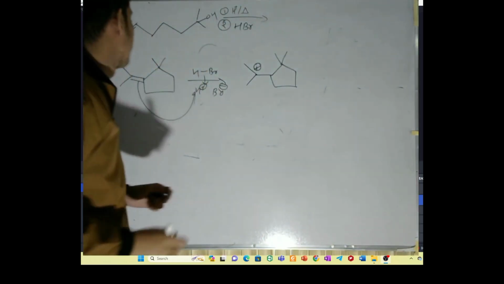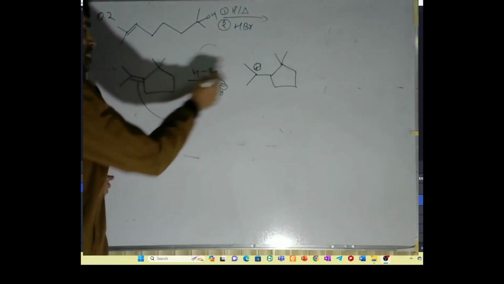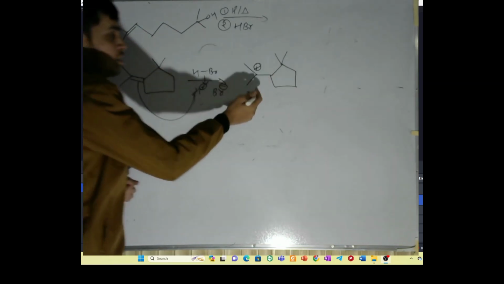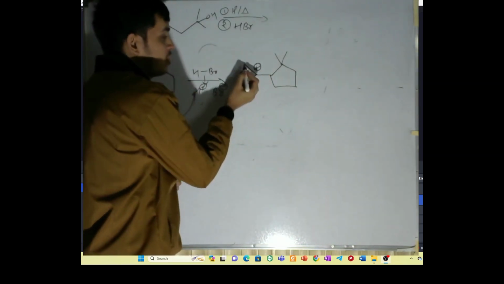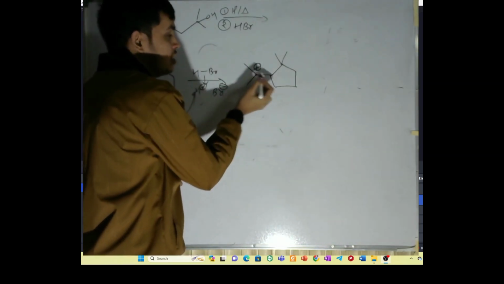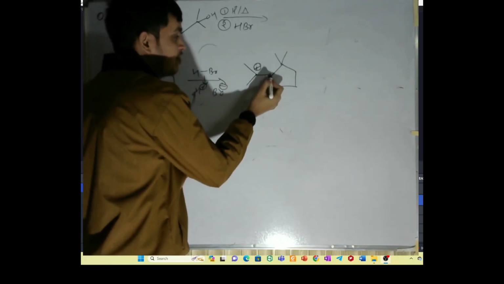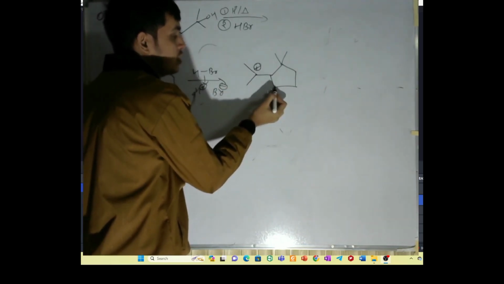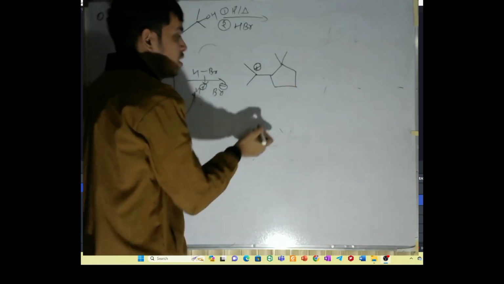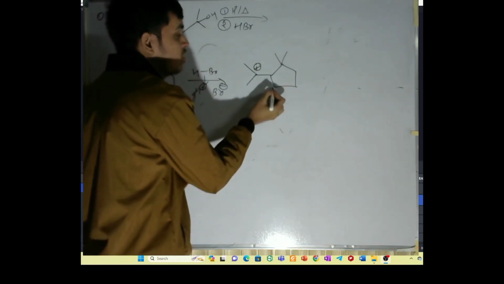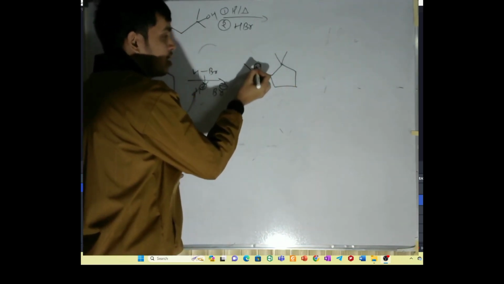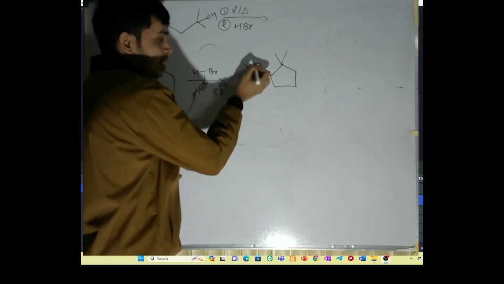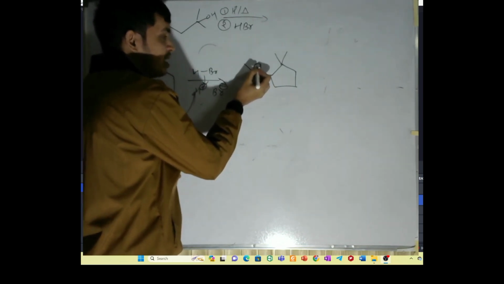Now here there are two possibilities, the carbocation can be generated here or here, but this carbon is more stable because there are 7 alpha hydrogens, and here if the carbocation is formed, then 1, 2, 3, only 3 alpha hydrogens. So this carbocation is more stable due to hyperconjugation. Okay, so the carbocation will form here instead of here.